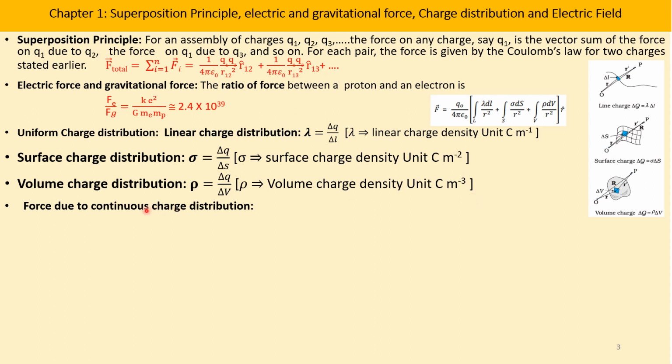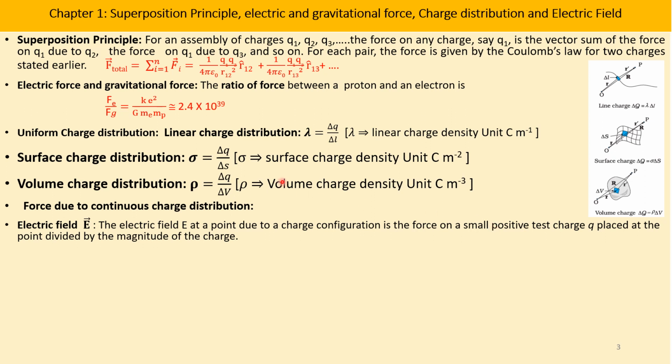Hence, force due to continuous charge distribution may be written as F equal to Q naught divided by 4 pi epsilon naught into the line integral over L of lambda dl by r square, plus the surface integral of sigma ds over r square, plus the volume integral of rho dv divided by r square, into r hat. R hat is the unit vector.